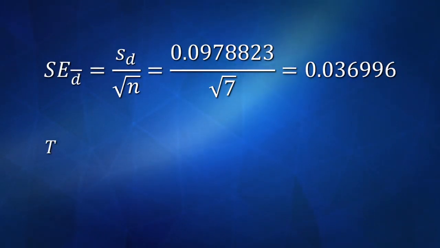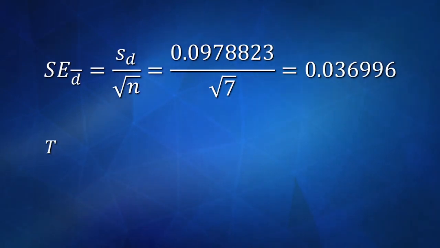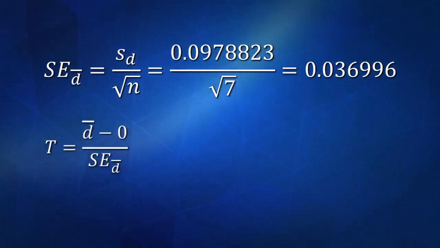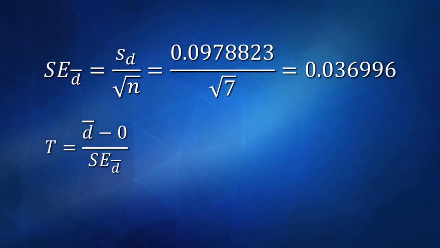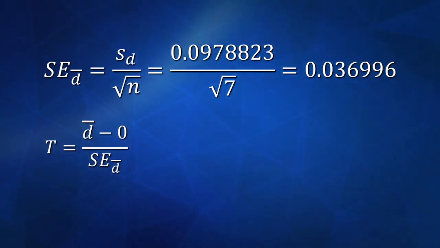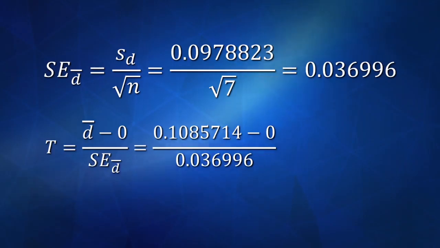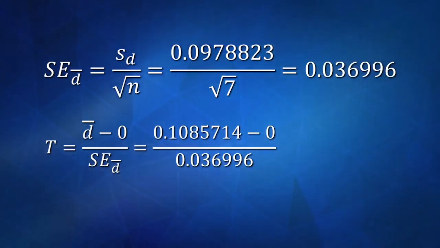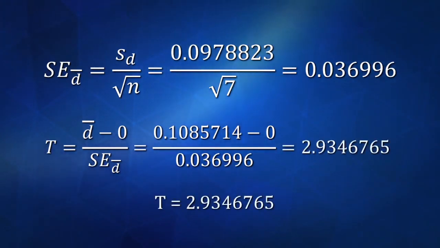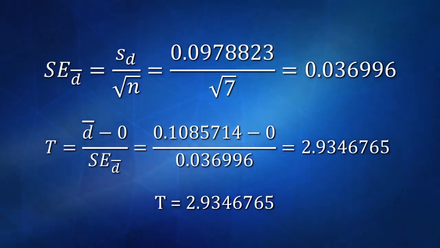Now from here, we can calculate our test statistic, t. And as I mentioned before, we're not able to use the normal distribution because we don't know our population standard deviation. So in this case, our test statistic is equal to d bar minus 0, because this is the mean assumed under the null, divided by the standard error of d bar. So that's 0.108 minus 0 divided by 0.0369, which gives us approximately 2.93 as our test statistic for t.